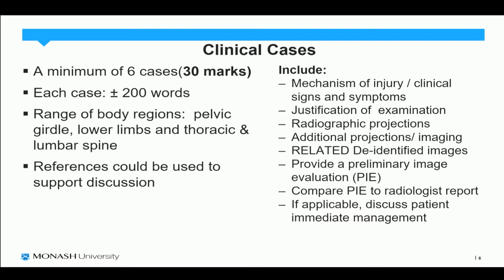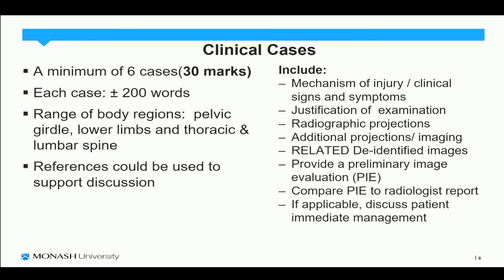So for the 6 cases, the total marks for that will be 30. Each case should be around 200 words and should cover the range of body regions related to the pelvis, lower limbs, and thoracic and lumbar spine. You can use references to support your discussion.